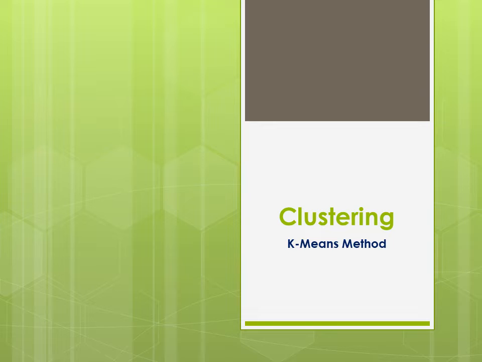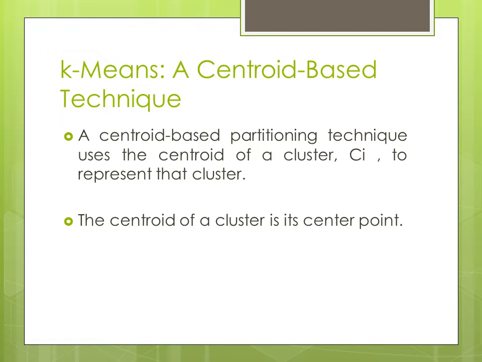Today we are looking at clustering, the k-means method. So let's understand what it means. K-means is a partitioning technique under clustering, and it is called a centroid-based technique because the clusters that we form are represented by a centroid Ci. This centroid happens to be the center point of any cluster that you form using this k-means technique.